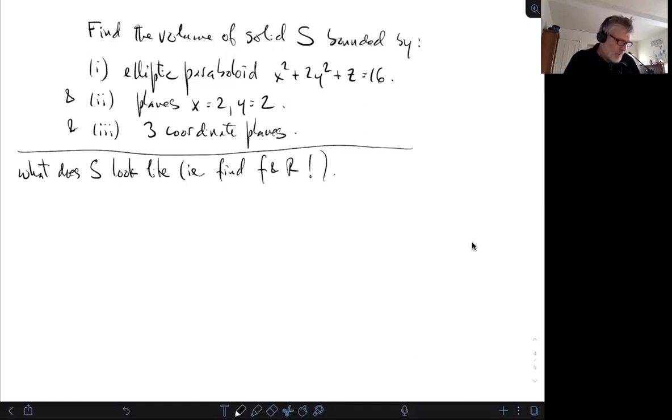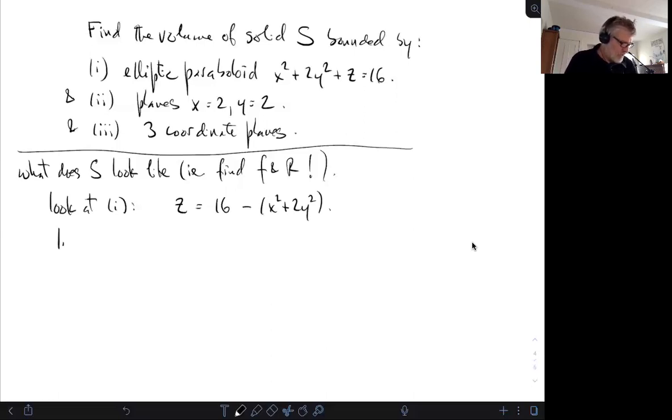It's an elliptic paraboloid. You see there's the z there that's not squared, so you can solve for z. This is the same as z equals 16 minus x squared plus 2y squared. Why am I writing it this way? You'll see in just a sec.